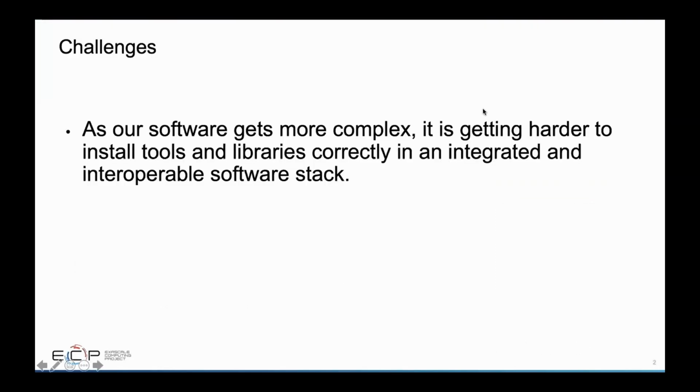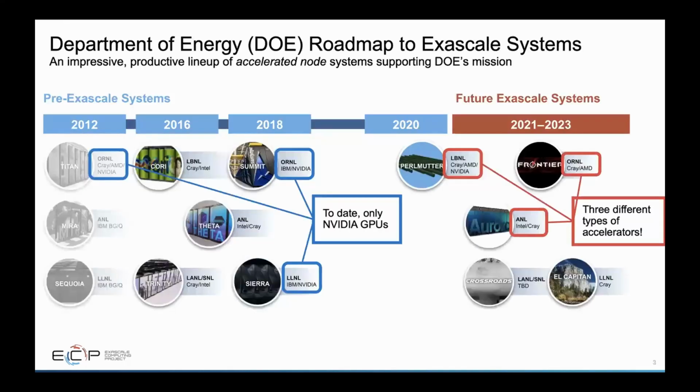The key challenge that I'm trying to address in this work is that as our software gets more complex, it's now getting harder and harder to install our tools and libraries correctly in an integrated and interoperable software stack. To address this issue, I'd like to give a background about the Department of Energy's roadmap to exascale systems and why this is such an important issue.